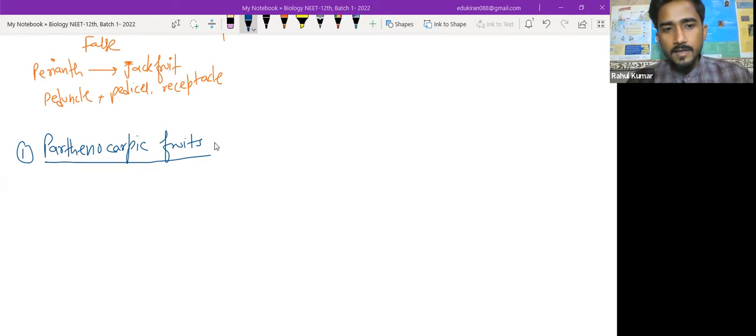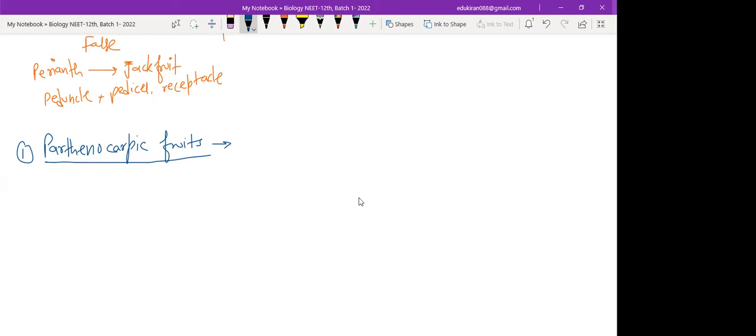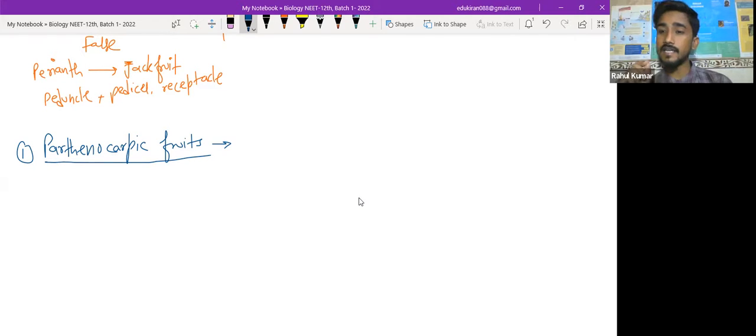Now my question is, if fertilization happened, what is the one structure that will form for sure? Seed. Perfect. So if there is a seed in any fruit, that is the proof that fertilization did take place. So parthenocarpy is the process where fruit formation takes place without fertilization. Okay, let's first define it. Write down.